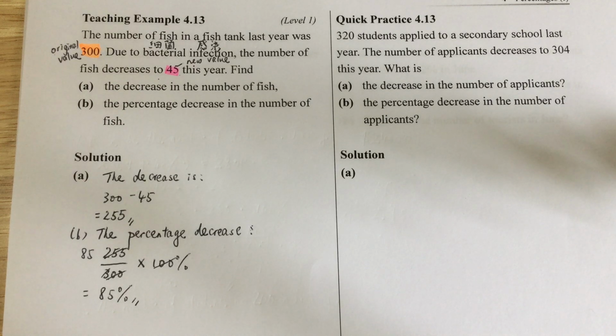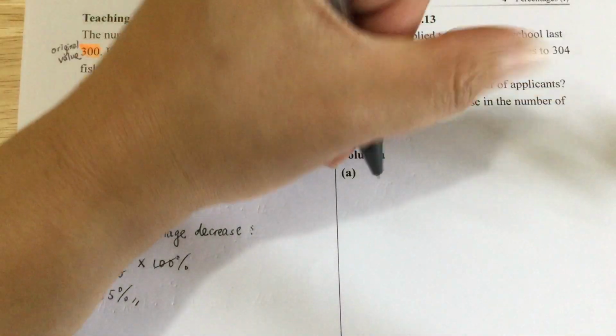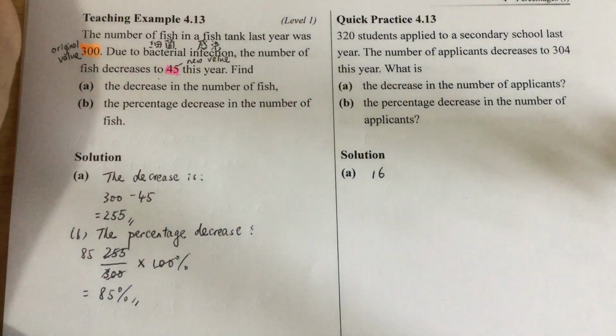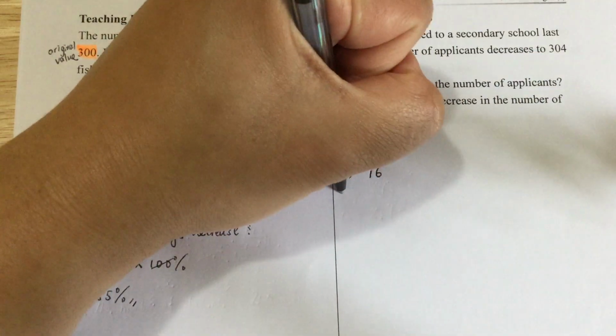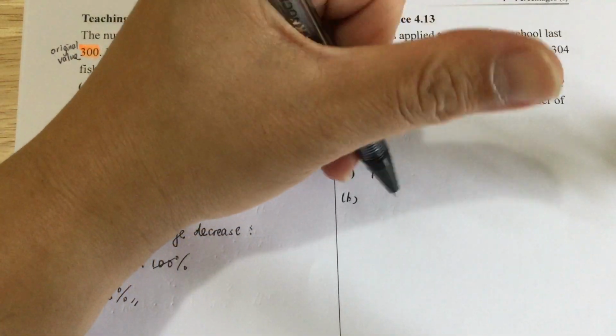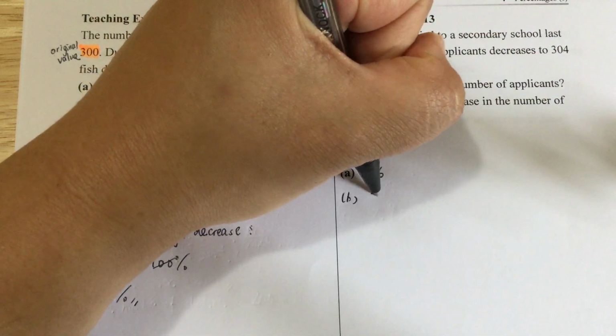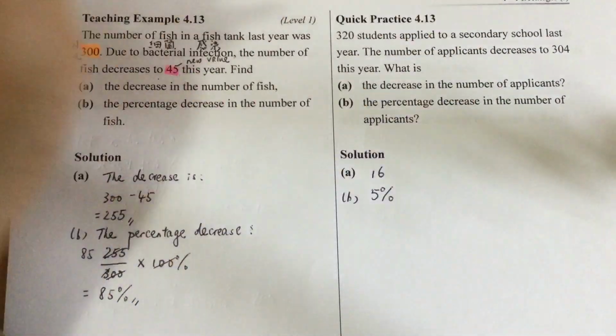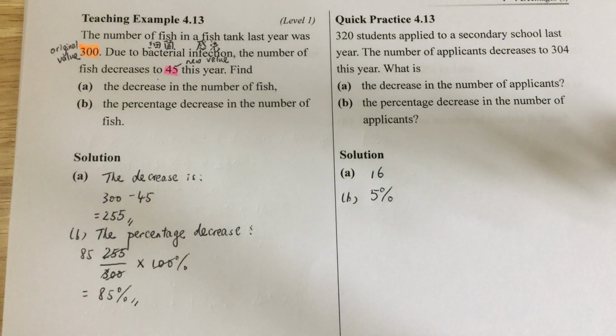Okay, now we're going to answer quick practice 4.13. If you cannot finish, I always tell you that you must pause the video now. The answer for quick practice 4.13, part A, is 16 students. For part B, the answer is 5% only. If you cannot calculate it or you calculated wrong, please do it once again.